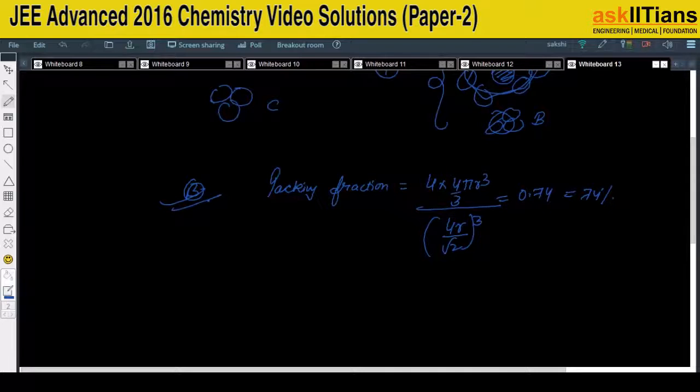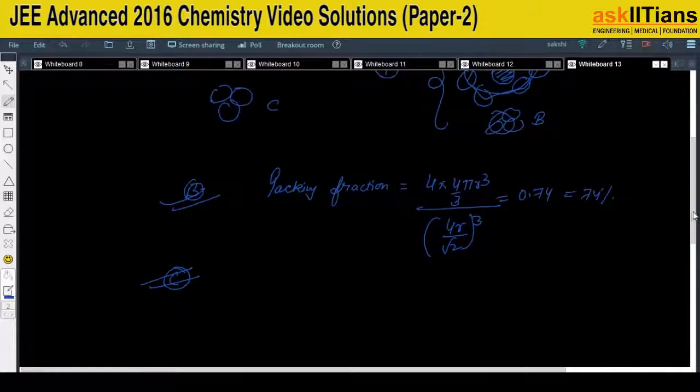Then we have the number of octahedral and tetrahedral voids present per atom are 1 and 2 respectively. Now we can very easily say that each FCC unit has effective number of atoms as 4. So octahedral voids are 4 and tetrahedral voids are 8. So per atom it is 1 and 2 respectively. Again, option number C is correct.